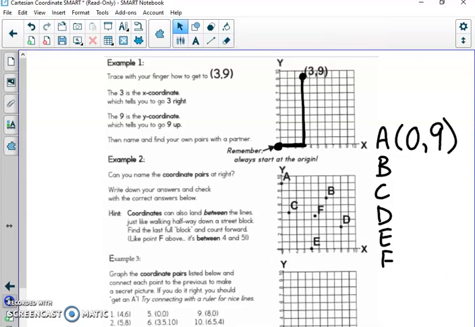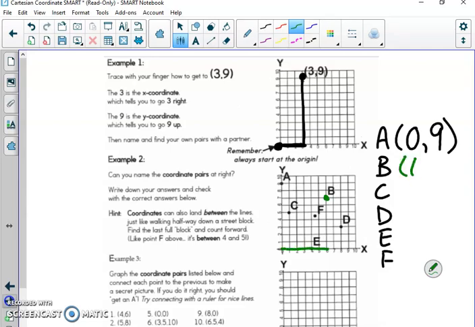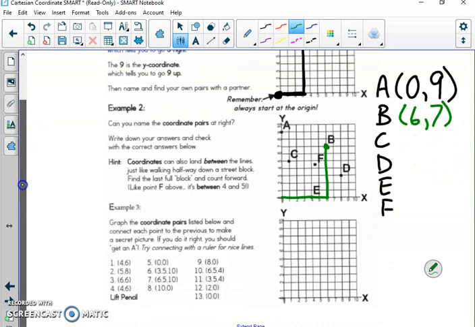Now I'm looking for B. This is B right here. So I'm going to look, how far did I run? I ran 6. And then how far did I jump up? I jumped up 7. Now you guys can do C, D, E, F by yourself. I know that that's enough that you can do that.